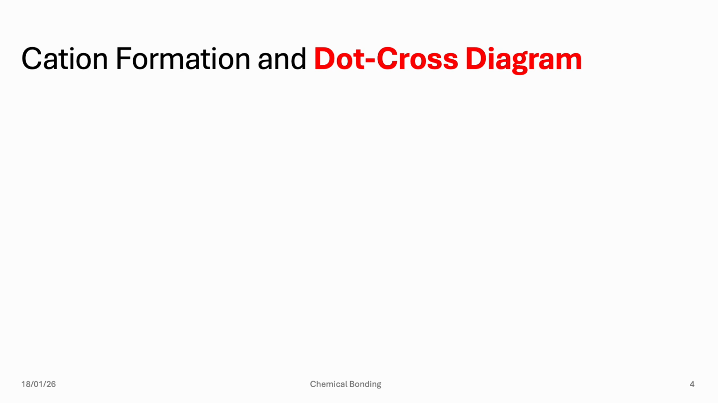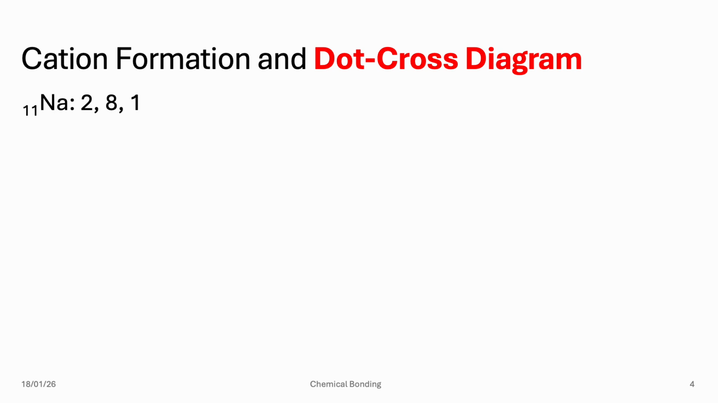Okay, let's have them in a dot cross diagram. A dot cross diagram is a representation of electrons from the atoms that are being lost, being accepted or gained, and also being used together. So we differentiate the electrons using the symbols dot and cross to distinguish which electron belongs to which element.